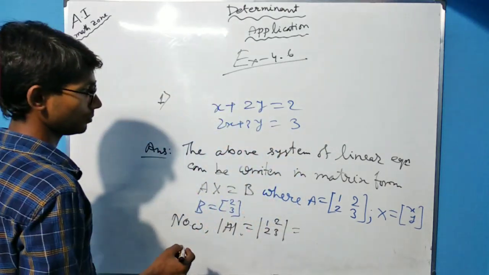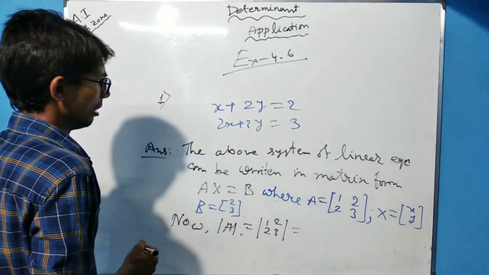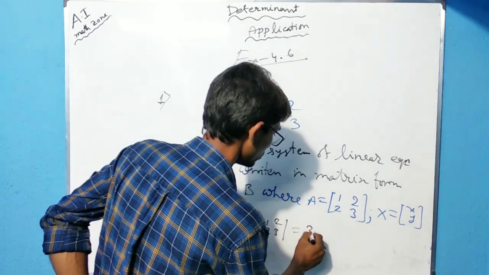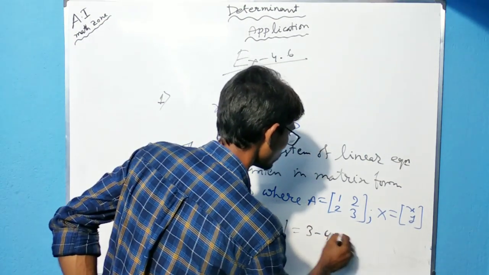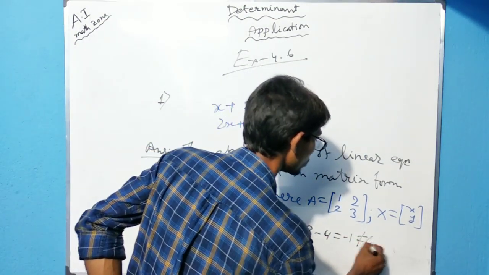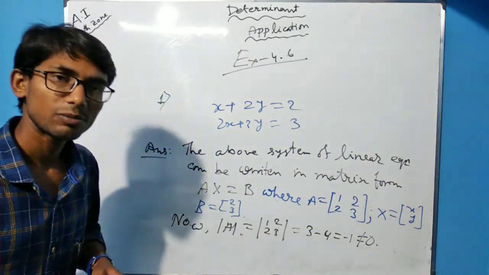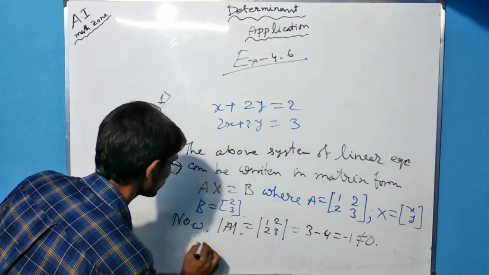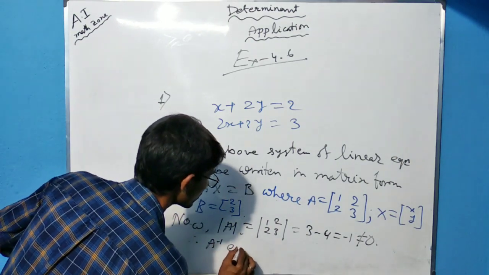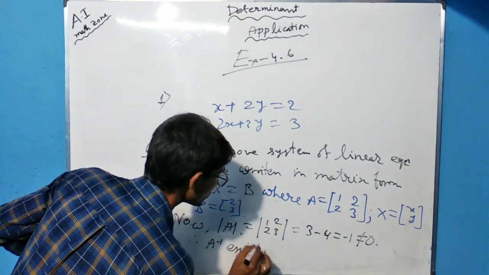So this equals 3 minus 4 is equal to minus 1, not equal to 0. Since determinant is not equal to 0, that means therefore A inverse exists.